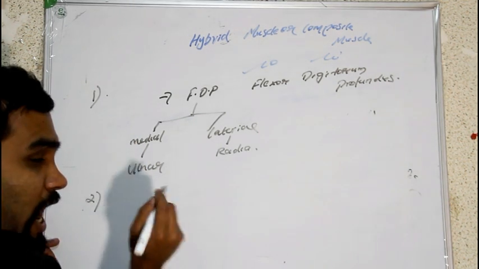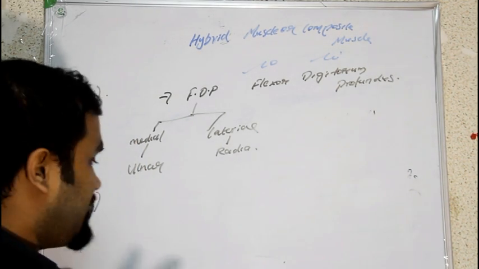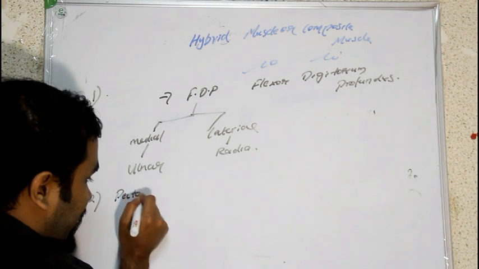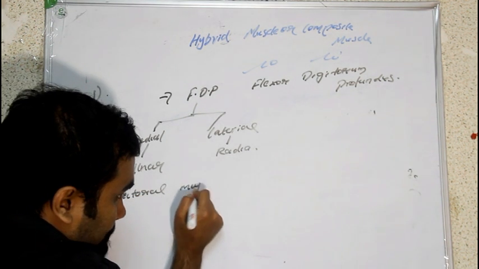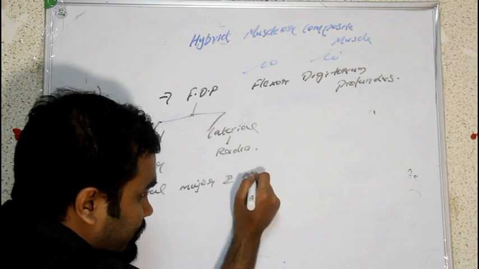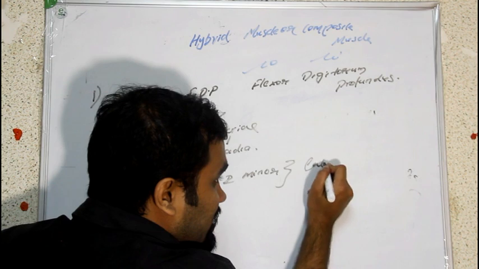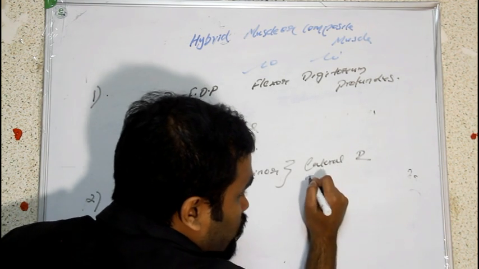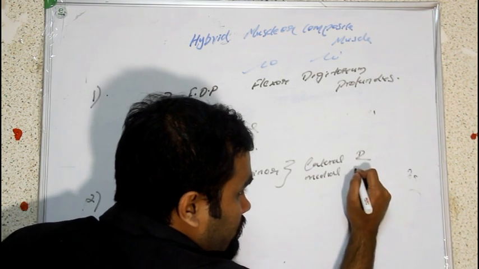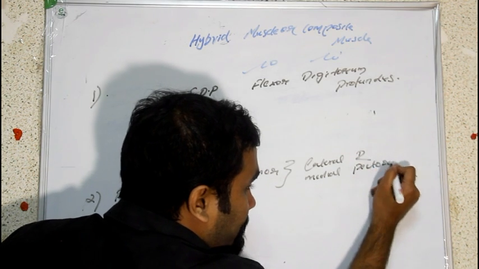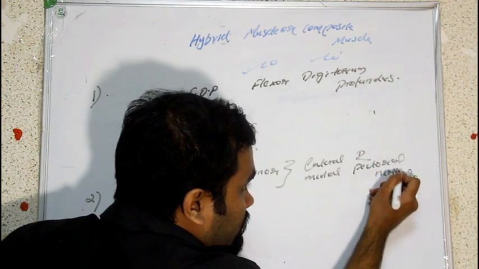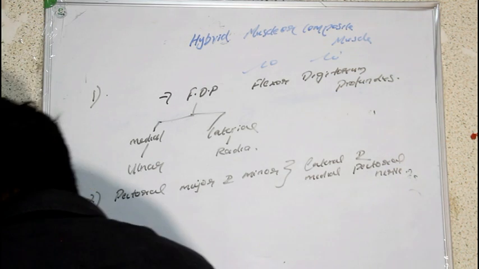Second one, I already explained the muscles of the pectoral region, pectoralis major and minor. I told you they are supplied by the lateral and medial pectoral nerves. They are getting nerve supply from two nerves. So these are the main two muscles.